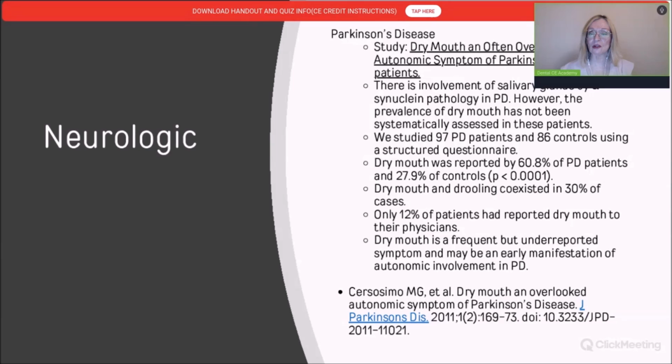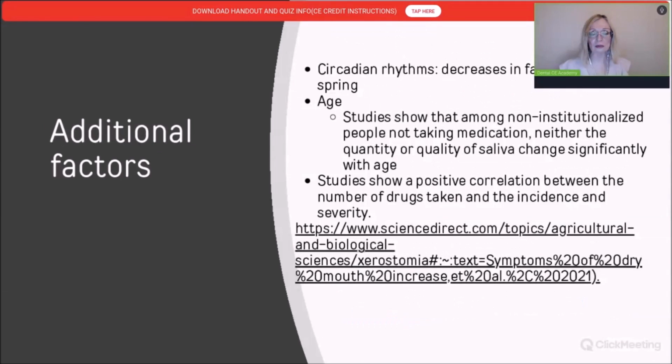And of course, we have patients that are postmenopausal or perimenopausal that develop burning mouth syndrome and so forth. So food for thought. Parkinson's disease. This was a study, dry mouth, an often overlooked autonomic symptom of Parkinson's disease. What they found was that dry mouth was reported by 60.8% of this study, and dry mouth and drooling existed in 30% of their cases. Only 12% of the patients, though, had reported dry mouth to their physicians.